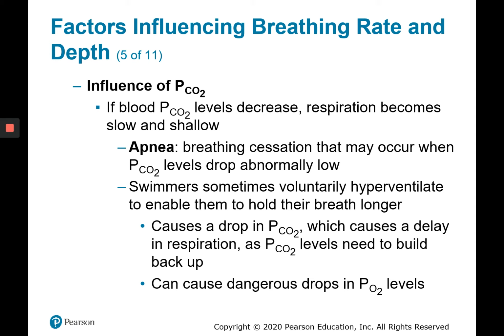Swimmers can voluntarily hyperventilate, and hyperventilation also causes the partial pressure of carbon dioxide to decrease in the blood. But when swimmers voluntarily hyperventilate, they cause that drop of carbon dioxide, but that's also going to get rid of their most potent stimulant for respiration rate and depth. So they're tricking their body into not resuming respiration, but this can lead then to dangerous drops in oxygen levels in their blood. And for swimmers, this means they could drown if they pass out.